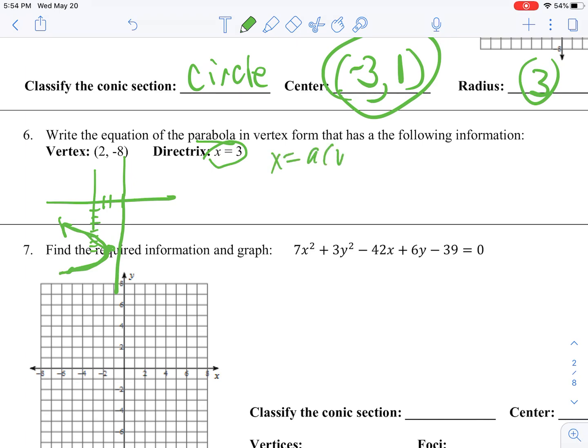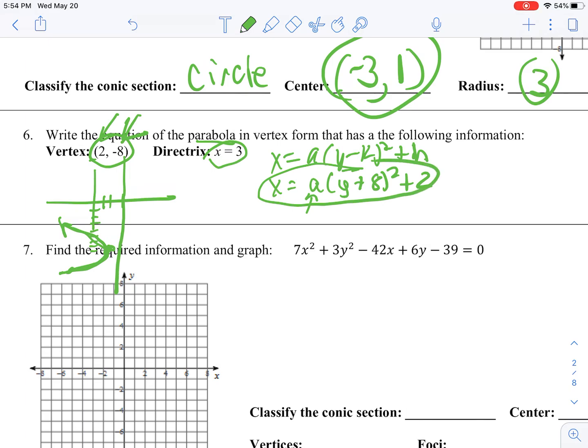So we have this formula, x equals y minus k squared plus h. Your y components are always paired together. Alright, a is going to be negative in a little while, but what I know is my vertex, notice this is the y, so it's y minus -8 squared, and this would be out here. Then I would maybe find a point and fill it in to find a, but that's as far as you need to take it, not really needing to know what the directrix is.